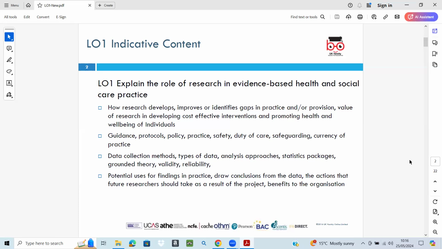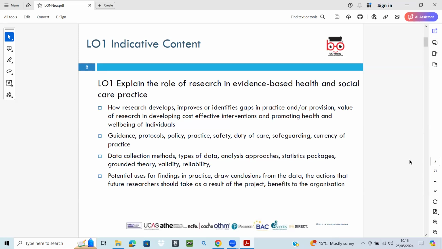So it's ensuring public health interventions are effective and efficient. Example is studies on the impact of community-based exercise programs on reducing obesity levels, demonstrating cost savings in healthcare by preventing, like, we can prevent some diseases.